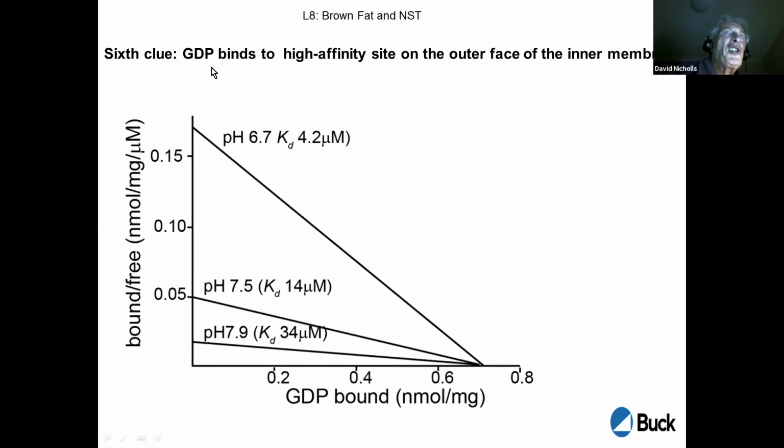So what does the GDP do? The GDP binds to a high affinity site on the outer face of the inner membrane. It's non-covalent binding. It's relatively high affinity, a few micromolar. These are things called Scatchard plots, where you plot bound against bound over free. The slope gives you the affinity, and the x-axis gives you the capacity. So this tells you that there are about 0.7 nanomoles of GDP binding site per milligram of mitochondrial protein. And this binding is unique to the brown adipose tissue. So we're beginning to home in on what is actually causing this.